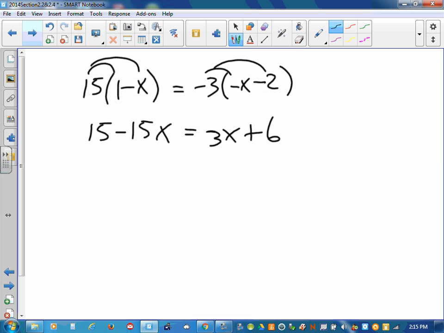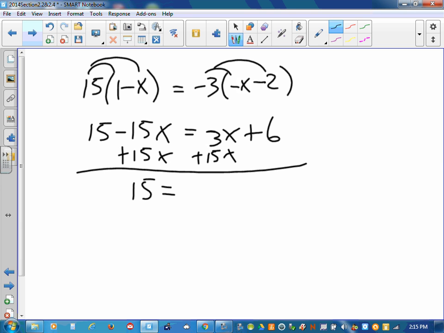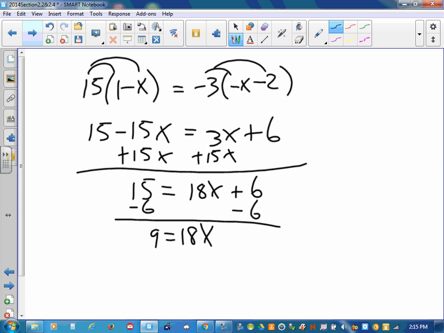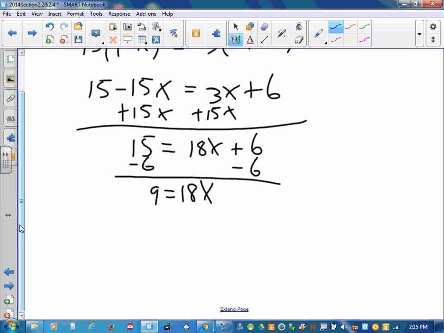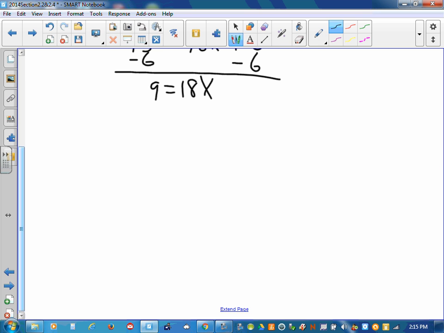Then we are going to move the smaller amount of x, so I will add 15x over. 15 drops down. 18x plus 6. So we've got the variable on one side, numbers on the other. I'm going to subtract over the 6 to get the numbers on the same side, and we get 9 is equal to 18x. Sometimes people want to say the answer is 2 because they get to the end and they just want to jump and get the answer. So you really need to divide by 18. It's 9 over 18. So if you cut a pizza into 18 pieces and there's 9 left, that means you have half a pizza. So the answer is 1/2.